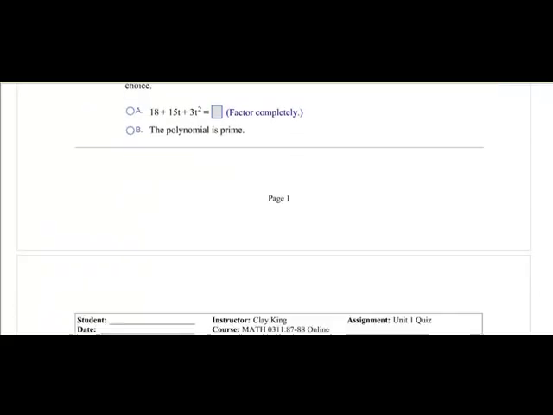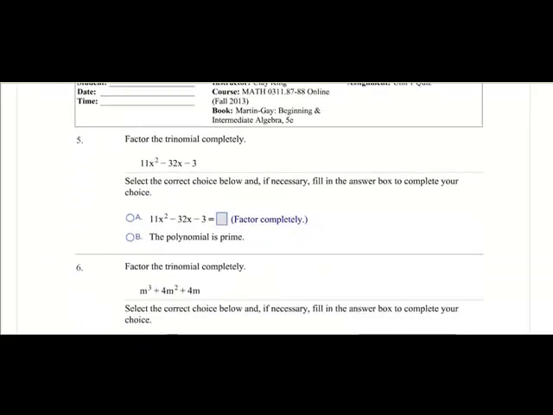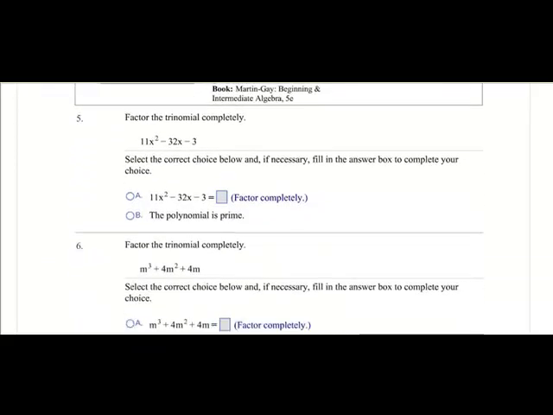Alright. Moving right along to number 5. This one, a whole lot of you got wrong. Number 5, I think most of you that got it wrong chose option B, the polynomial is prime. You just assumed, because you don't see anything you can factor out there, that it can't be factored. But you forgot to see if you can do factor by grouping. Remember, let's start by doing A times C. Well, what's A times C in this case? It's 11 times negative 3, which is negative 33.